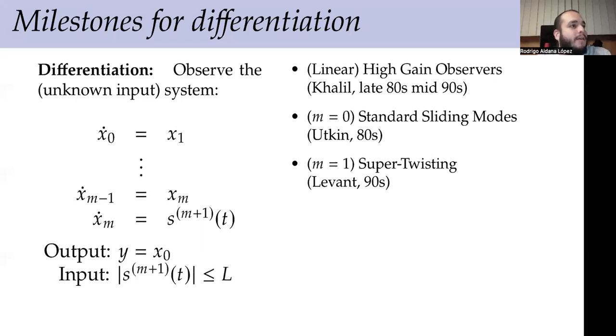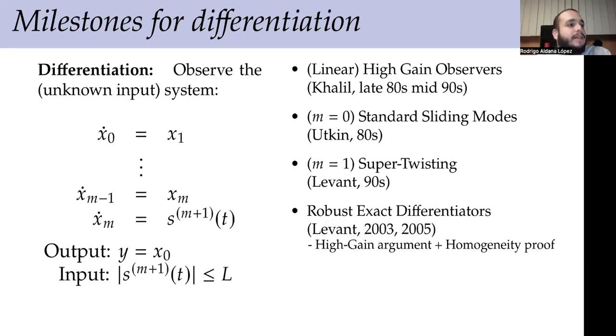If we go further in time, we have the super twisting algorithm, which allows us to construct first order differentiators, right? And then afterwards, we have the arbitrary order differentiators, right? This is very important because when these algorithms appeared, the original proof is based on a high gain argument, right? And homogeneity to prove finite time convergence.